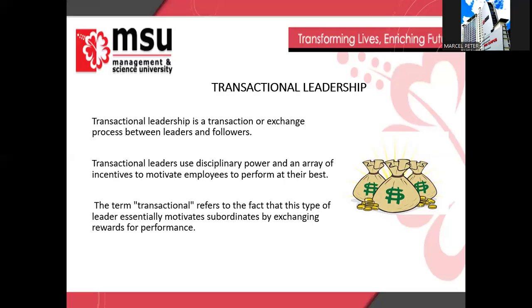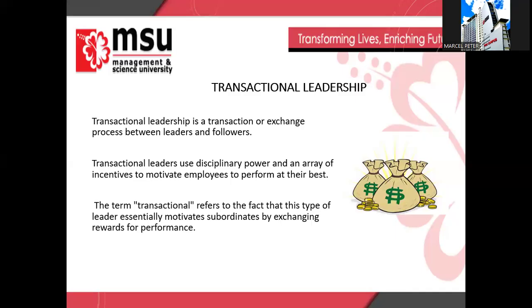The word transactional simply means you do this and you get that. It focuses more on task completion and results, not personal development. So in simple summary, for this particular slide, transactional leadership involves exchange between leaders and followers, rewards for good performance, and clear rules and expectations.